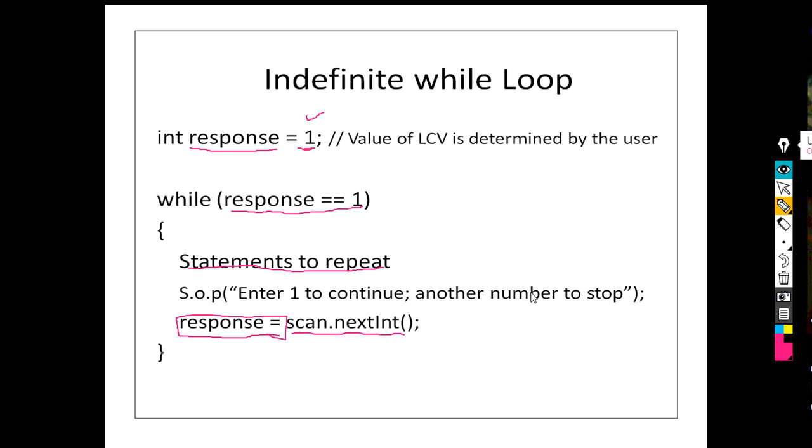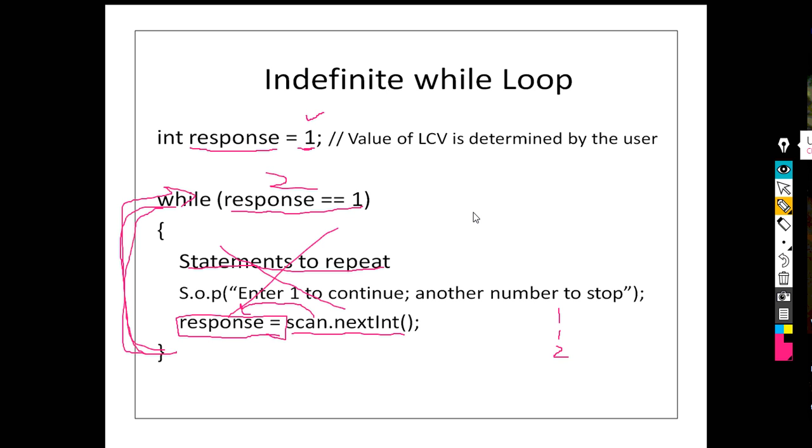If the user wants to continue, he'll type a 1. If he does that, then response is 1, go back to the loop, and 1 is equal to 1, so it goes through the loop. The user types another 1, I'm going to continue. So the compiler reads it, stores it, goes back to while, and 1 is equal to 1, so it goes through here. Let's say the user decides I want to stop, so he types a 2. Now 2 is stored in response, and they go back to the while. 2 is not equal to 1, so the loop is stopped.